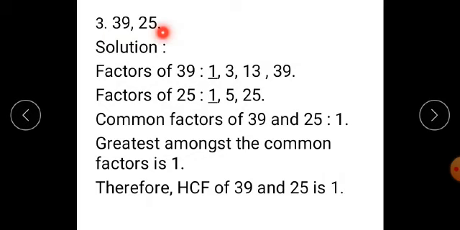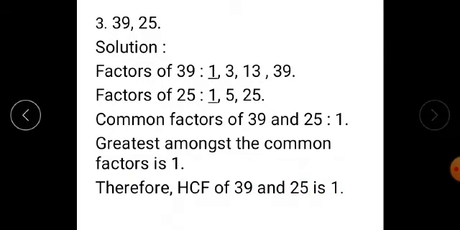Third one, 39 and 25. Solution. Factors of 39: 1, 3, 13 and 39. Factors of 25: 1, 5, 25. Common factor of 39 and 25 is only 1. Rest of the factors are different, and therefore greatest amongst the common factors is also 1. And therefore we can say that HCF of 39 and 25 is 1. I repeat, here the common factor and also the greatest common factor is 1, and therefore HCF of 39 and 25 is 1.